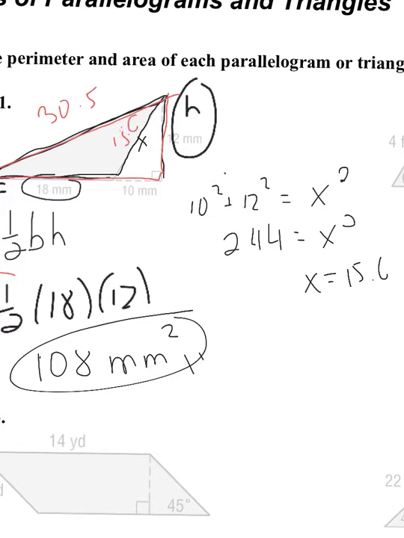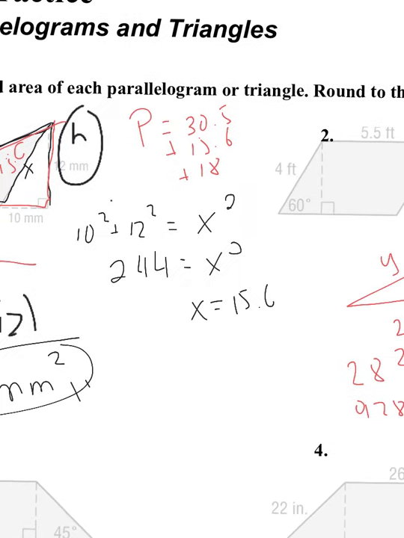Sorry, I'm trying to squeeze the work. So the perimeter for the triangle would be 30.5 plus 15.6 plus 18, and if you add the numbers, 18 plus 15.6 plus 30.5, it's 64.1. So the final answer, the perimeter should be 64 and 1/10 millimeters.